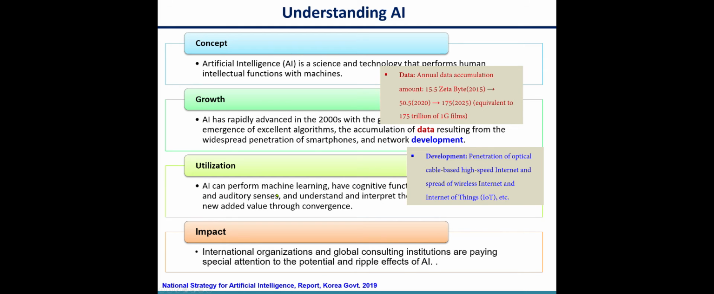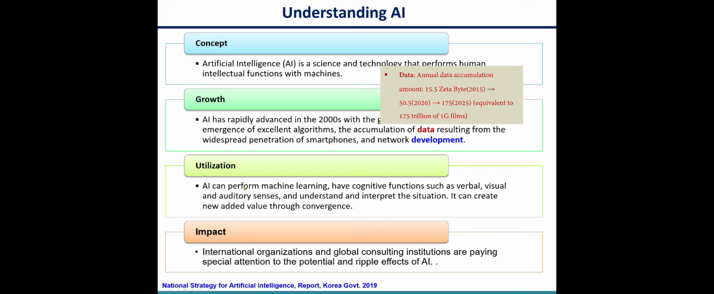So this is AI. In utilization form, AI can perform machine learning and have cognitive functions such as verbal, visual, and auditory, and understand and interpret situations. It can create new added value through convergence. Because of the impact of AI, international organizations and global consulting institutions are paying special attention to the ripple effects of artificial intelligence.